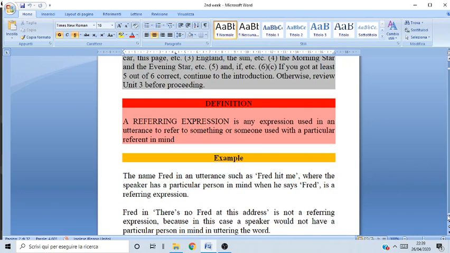So we said that referent is the concrete thing or person. And so a referring expression is any expression used in an utterance to refer to something or someone, used with a particular referent in mind.